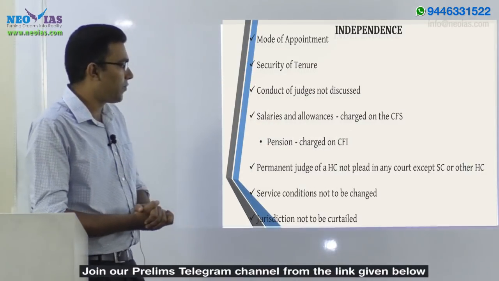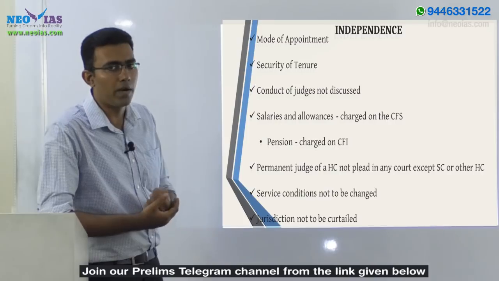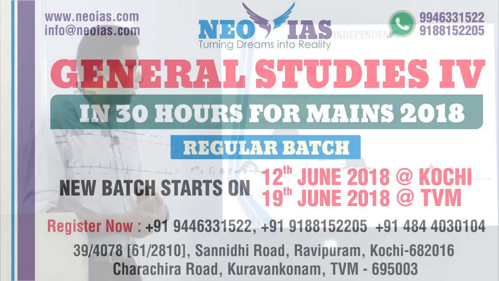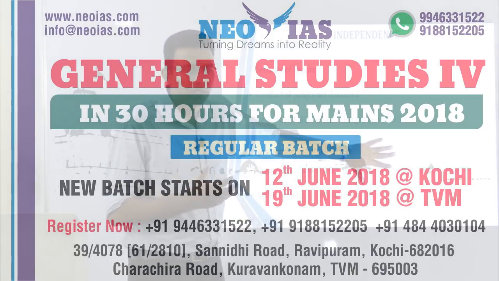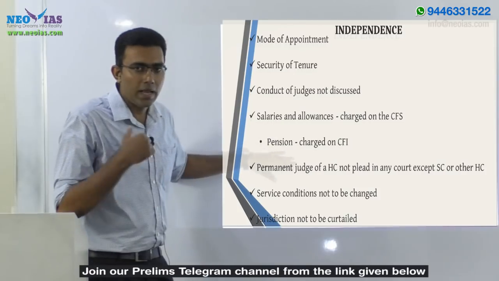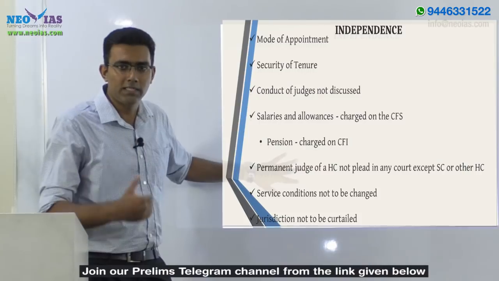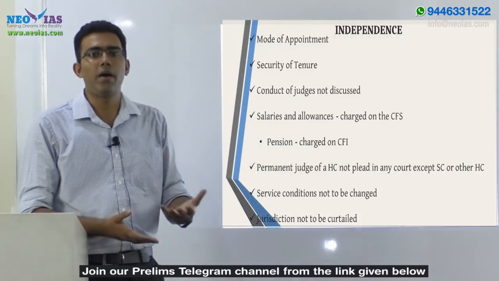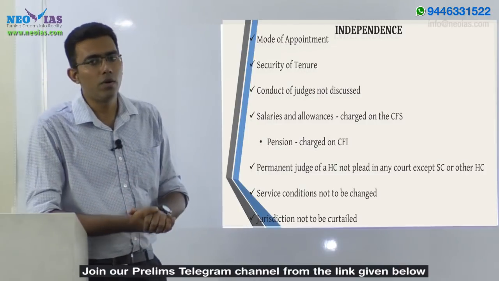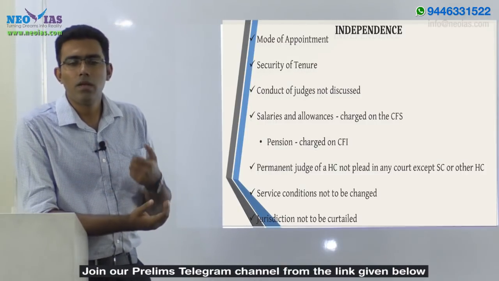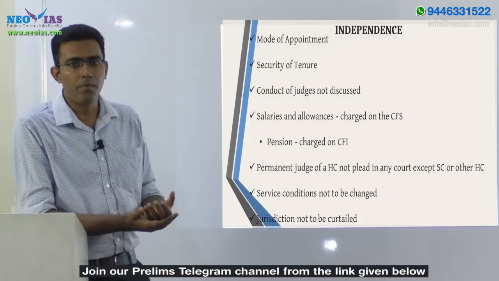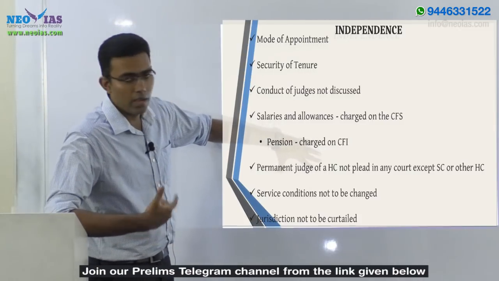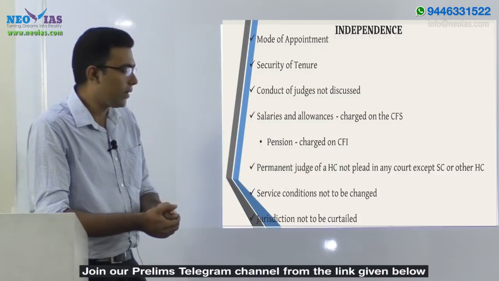Now the permanent judge of a High Court cannot plead in that particular High Court after retirement, and that is the most important part. In fact, the Constitution has given that he or she can plead in any other court, except that he or she cannot plead in the particular High Court where he or she served. The same permanent judge who has retired cannot practise there. So we will discuss the question later.